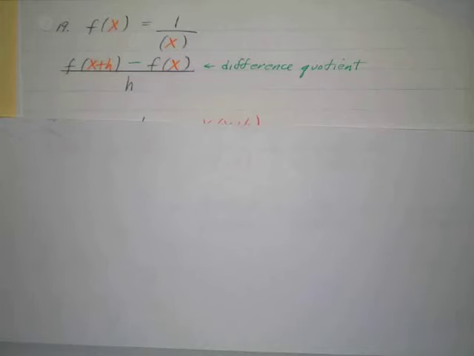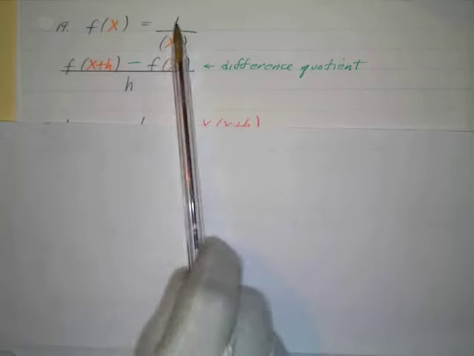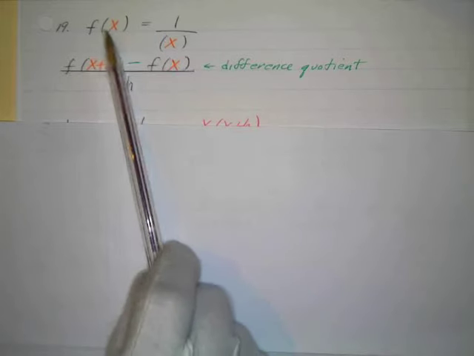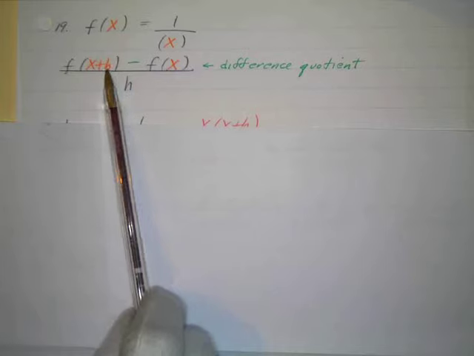Okay, this is some more of sum review number 2. This is number 19. Again, we've got our function, and this is our difference quotient. So f of x is 1 over x. Every time I see the function, it's 1 over whatever's in here. So it's going to be 1 over x plus h if this is f of x plus h.